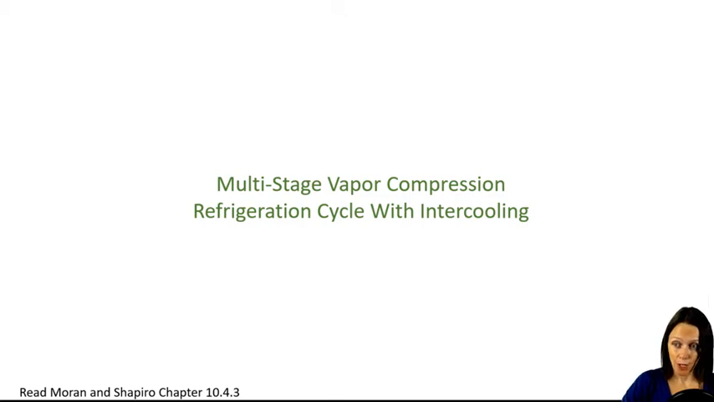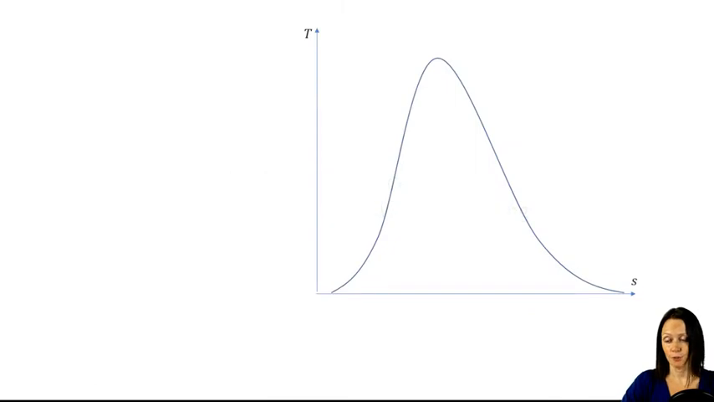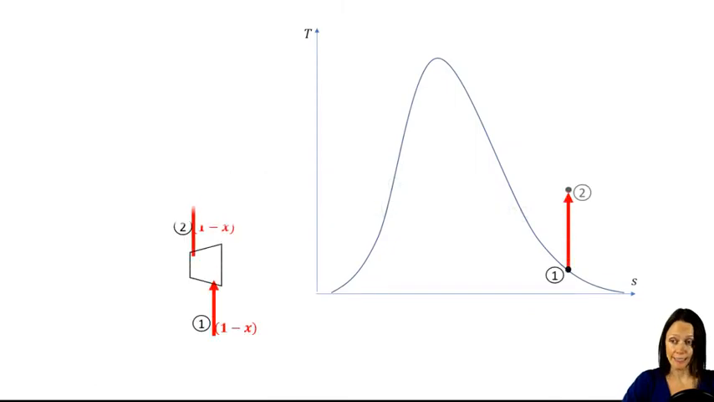In this segment, we're going to talk about multi-stage vapor compression refrigeration with intercooling. So from 1 to 2, you've got an ideally isentropic compression process. And you'll notice this 1 minus x here on the diagram. So this indicates that not all of the flow is going through that compression process.